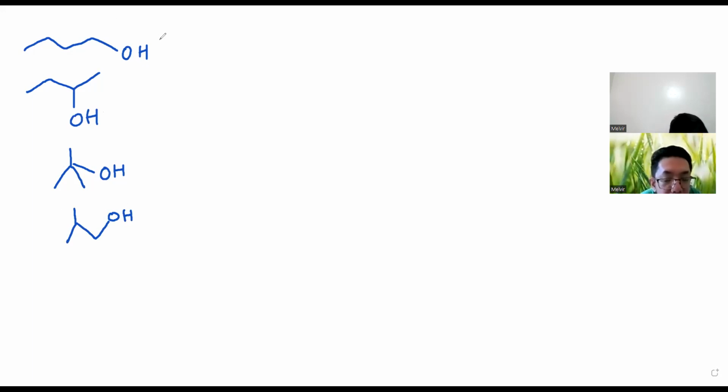Kung primary, secondary, tertiary. Sige nga. Let's say the first one, that one. What is that? Primary, secondary, or tertiary? So you look for the carbon wherein your hydroxy group is attached. So ano pa yung kasama ng OH mo aside from yung carbon na naka-attach yung OH? So isang R group lang, no? So isang R group lang.